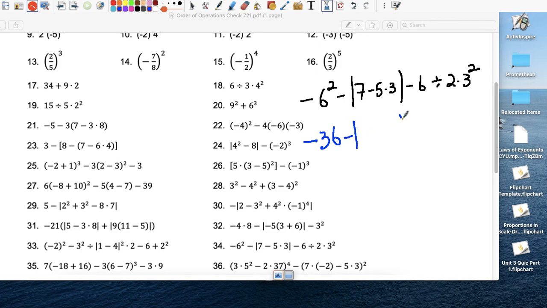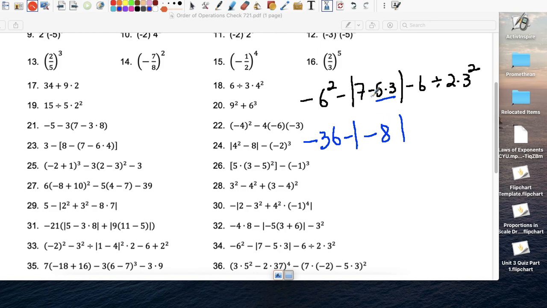Take the absolute value of, well, in here we have 7 minus 5 times 3. So we know we have to multiply 5 and 3 first. That becomes 15. So we actually have 7 minus 15 inside the absolute value symbol, which is negative 8, right? 7 minus 15 is negative 8. Then minus 6 divided by 2 times 3 to the second power, which is 9. That's negative 36 minus the absolute value of negative 8, which is 8.